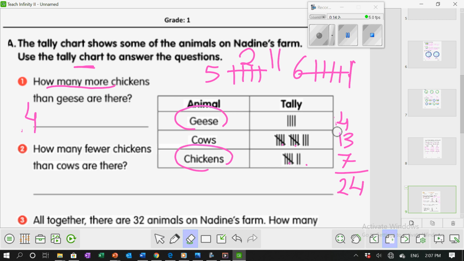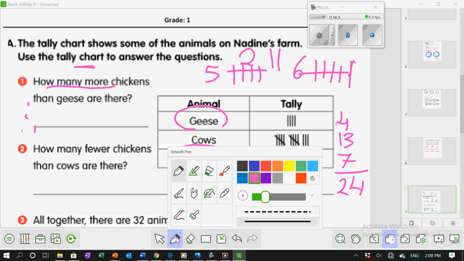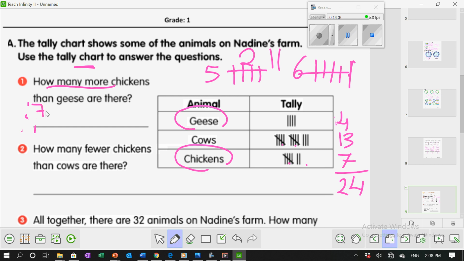I don't know from where I write 14. So 4, and it's not 4, it's 7 first. Yes, 7 minus 4 equals 3. Now, how many fewer chickens are there?